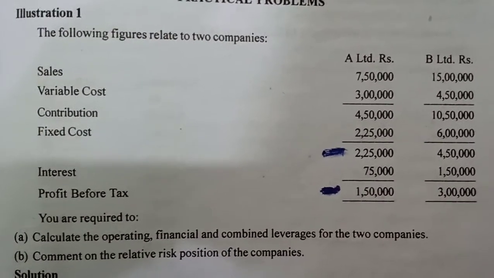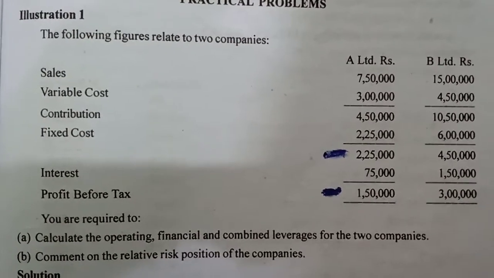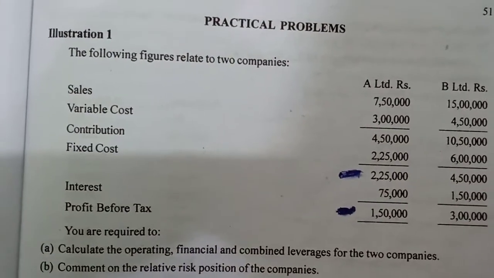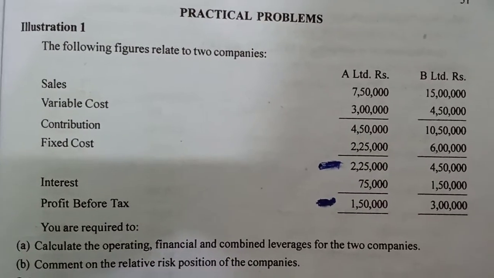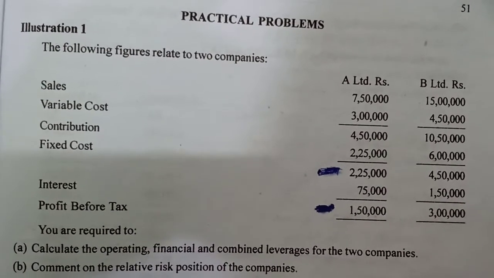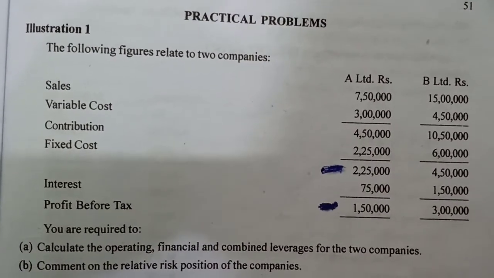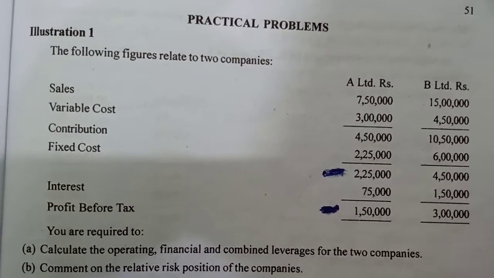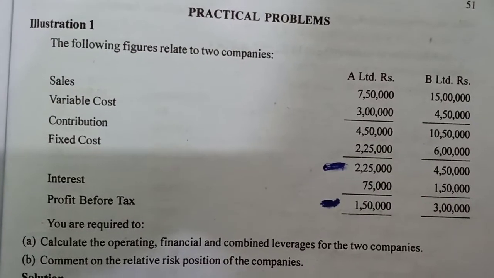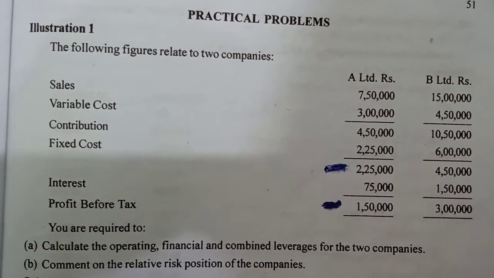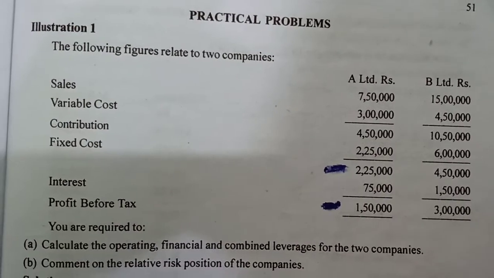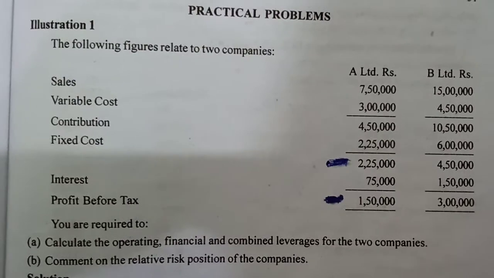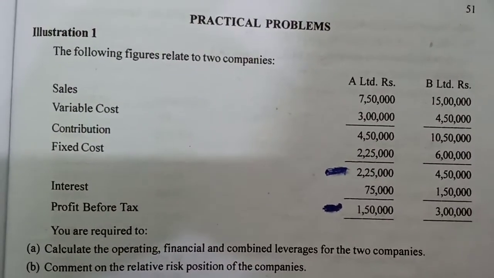Before that, what is operating leverage? Operating leverage is equal to contribution divided by EBIT. Contribution and EBIT are both given. Then financial leverage is equal to EBIT divided by EBT. Then combined leverage is equal to operating leverage into financial leverage.